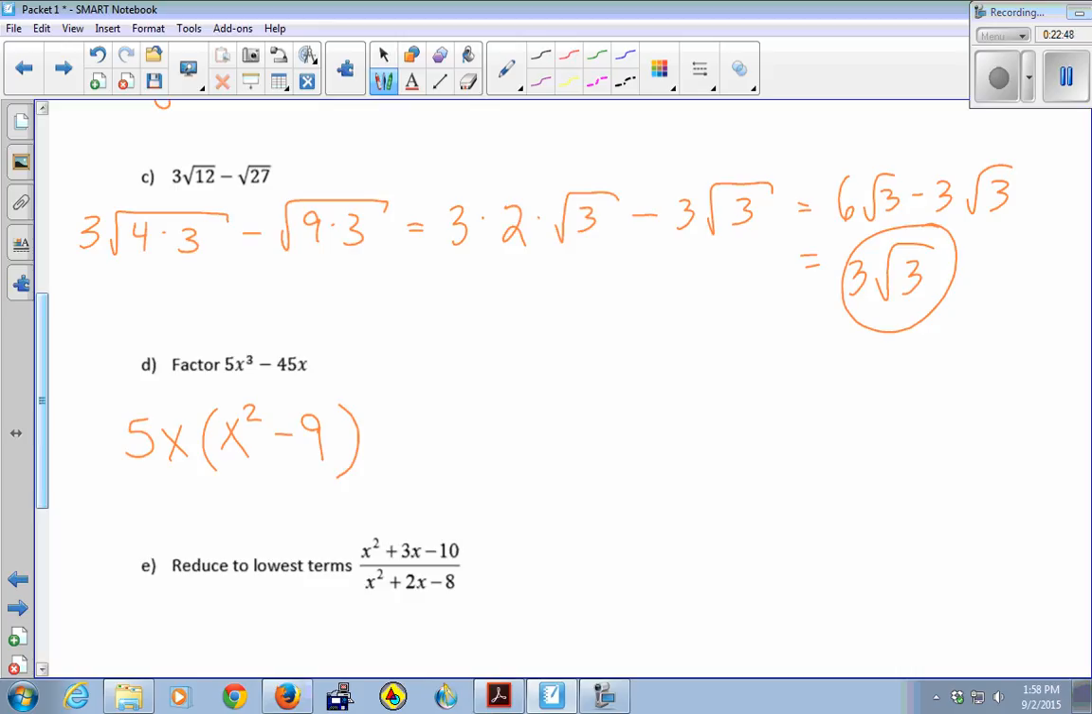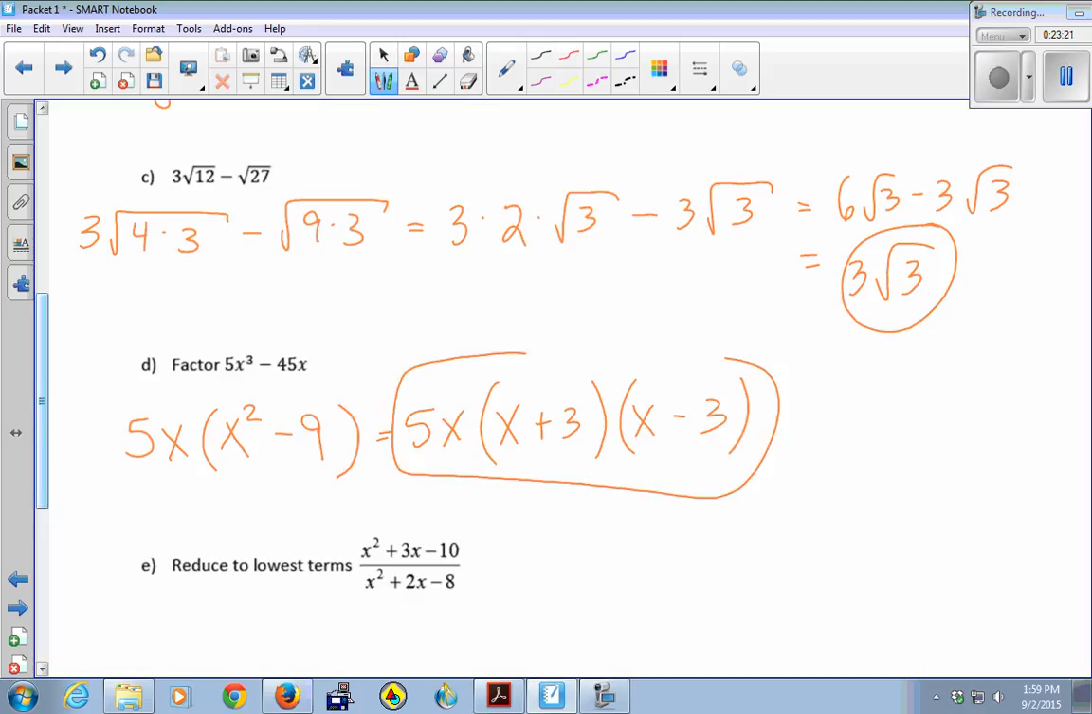It can be factored more because 9 is a perfect square and x squared is a perfect square. So you have the difference of 2 squares, right? So I'm just going to copy the 5x. And then when you have the difference of 2 squares, it's going to factor to x plus 3, x minus 3. The square root of the x squared is the x. The square root of 9 is 3. So it's always going to be x plus 3, x minus 3. X plus the square root, x minus the square root. Familiar? Okay, good.